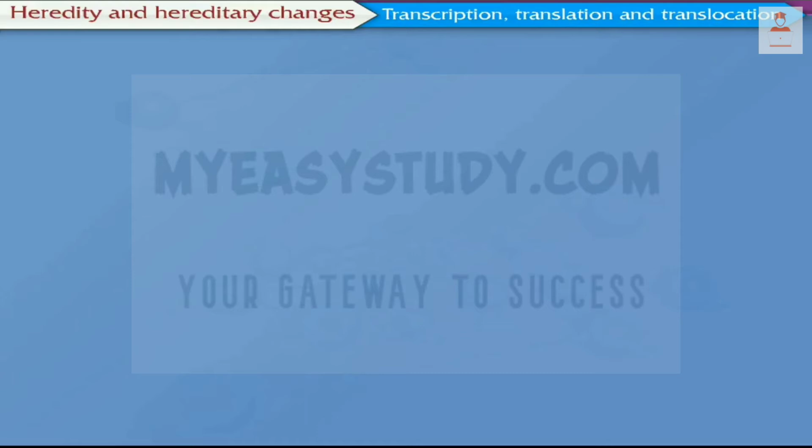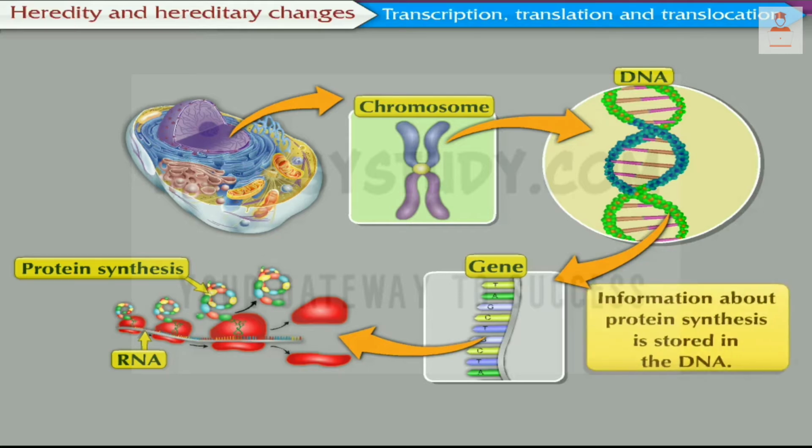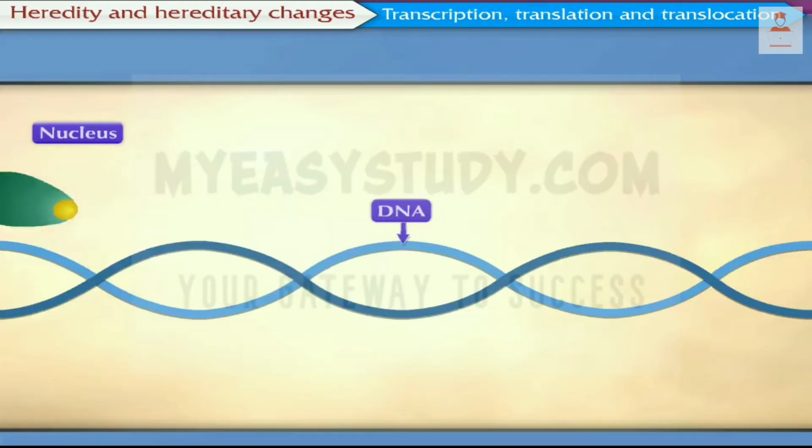Transcription, translation, and translocation. With the help of RNA, the genes present in the DNA participate in the functioning of the cell and thereby control the structure and functioning of the body. Information about protein synthesis is stored in the DNA, and synthesis of appropriate proteins as per requirement is necessary for the body. These proteins are synthesized by DNA through the RNA. This is called central dogma.